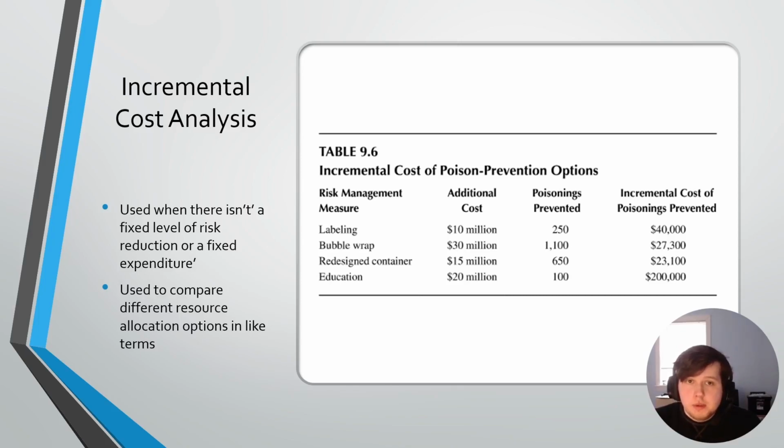Provided in this table on the right side of your screen are different incremental costs of options to prevent the risk of children eating vitamin pills mistaken for candy. In this example, the incremental costs show that redesigning the container is the best option because it has the lowest incremental costs of poisonings prevented.